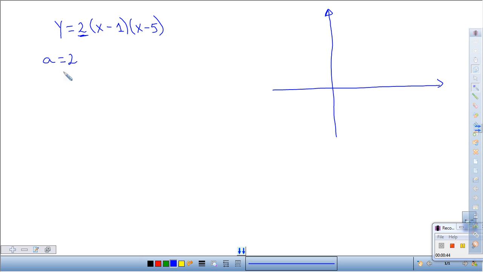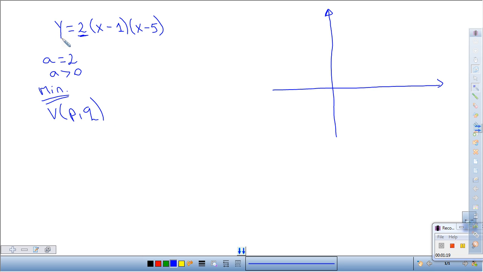Now, since the a is a positive number, I know my parabola will open up, which means it will have a minimum point. Now, what is that minimum point? In order to graph a function on the graph, we need minimum 3 points. The vertex point and 2 other points on either side of that vertex point. Now, the vertex, we know, is given by P and Q.